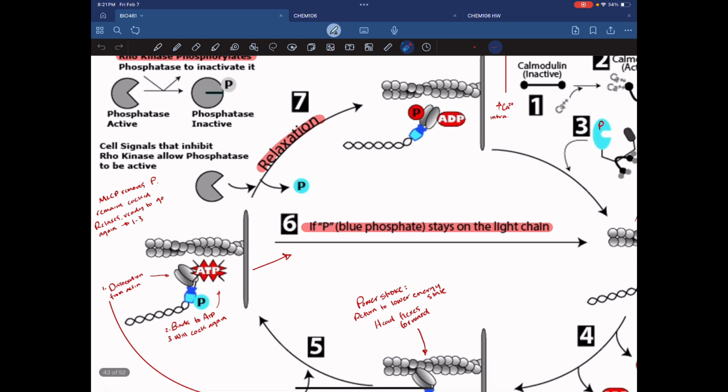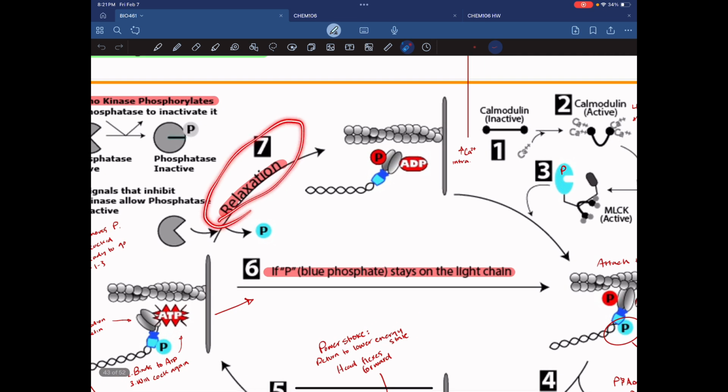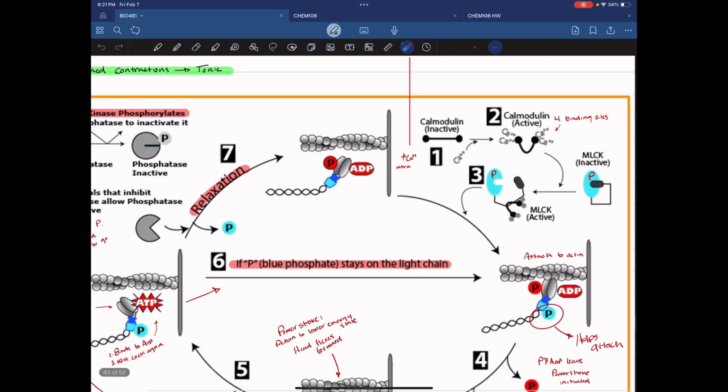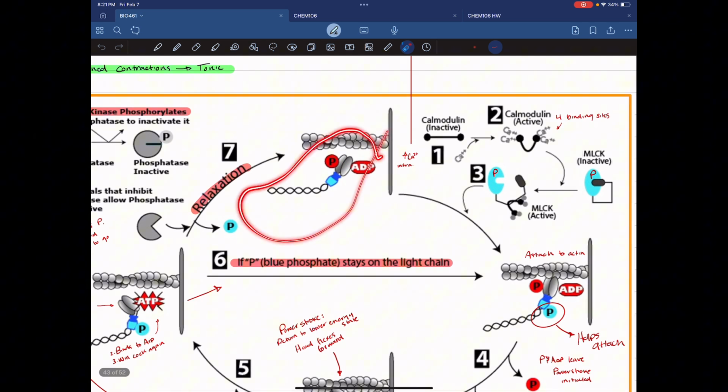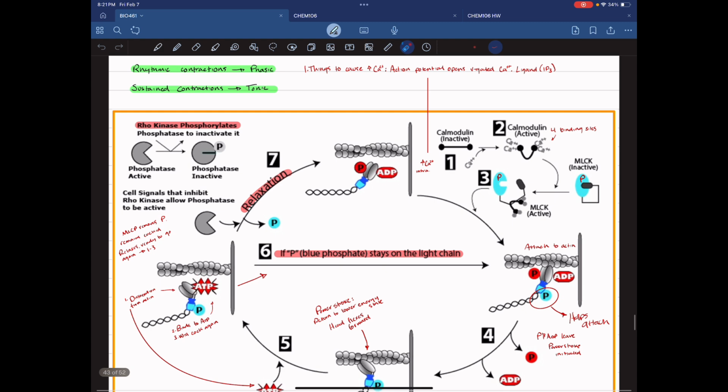Right here, we have an active MLCP, and that MLCP is going to come in and knock this phosphate off of the myosin. So by the time we come back up here during our relaxation phase, our myosin is going to hydrolyze again. This ATP right here is going to turn back into ADP and its phosphate. And now we're back at the beginning, ready to go again. And that is how we go through our phasic smooth muscle contractions.